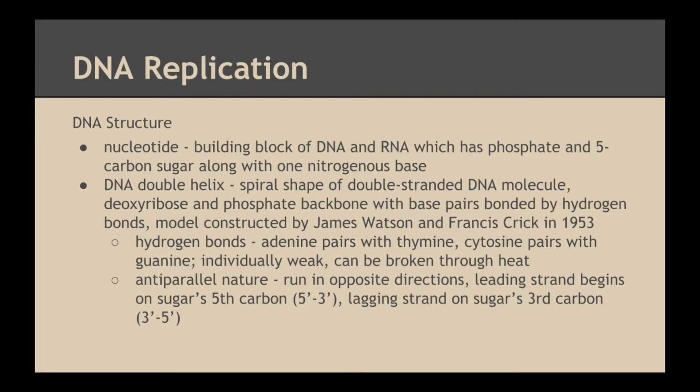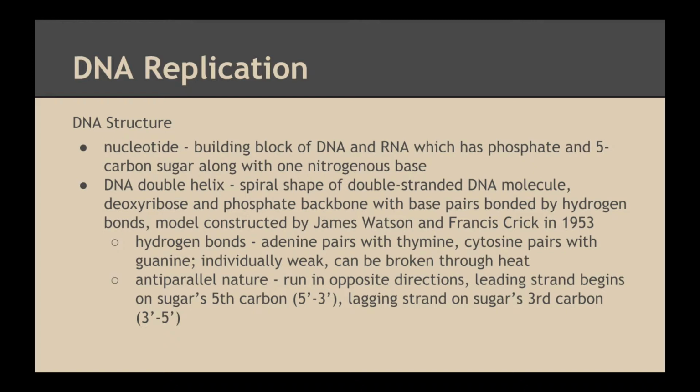The nucleotide is the basic building block of DNA and RNA, and it has a phosphate and a 5-carbon sugar along with one nitrogenous base: adenine, thymine, cytosine, or guanine. James Watson and Francis Crick constructed the DNA double helix model in 1953. This model depicts the spiral shape of the double-stranded DNA molecule.